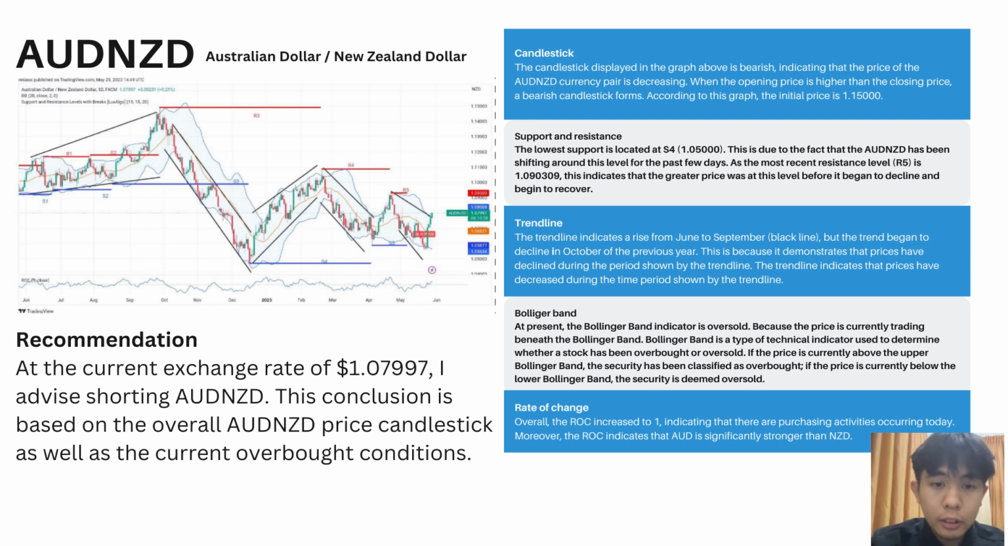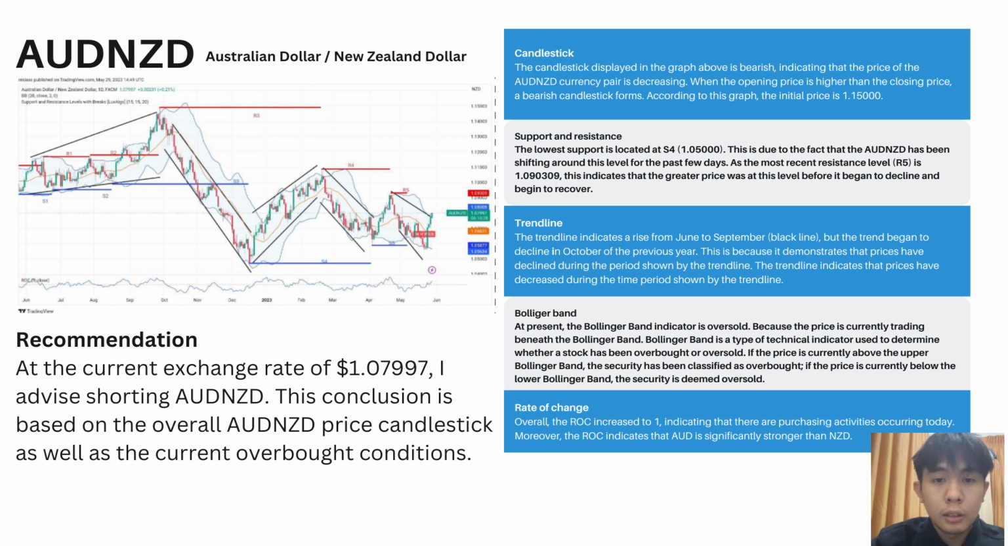First, the candlestick on the graph is bearish, indicating a downward movement in the AUD NZD price. Additionally, I highlighted support and resistance levels, with S4 1.05 being the lowest level of support in the graph, and R5 1.090309 as the most recent resistance level. The trend line shows a growth period followed by a fall, suggesting the prices have been decreasing.